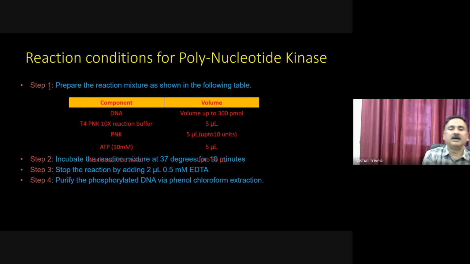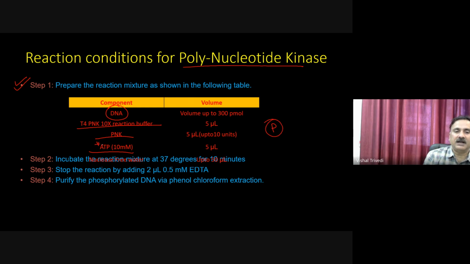And this is the reaction condition for the polynucleotide kinase, where you require the DNA, the buffers, the polynucleotide kinase, and the ATP. The same thing can be done for labeling the DNA with the phosphate group, because you can take the radioactive ATP and it will label the DNA with radioactivity.